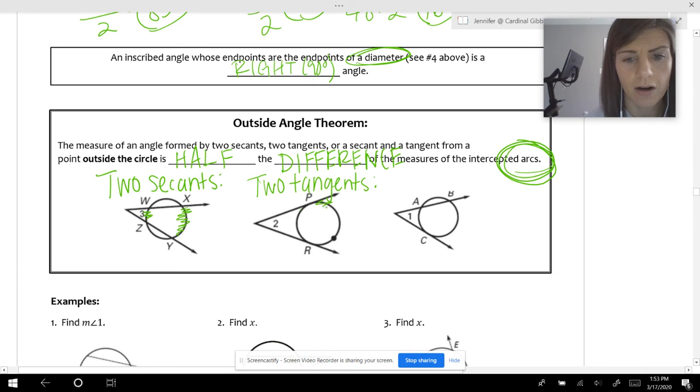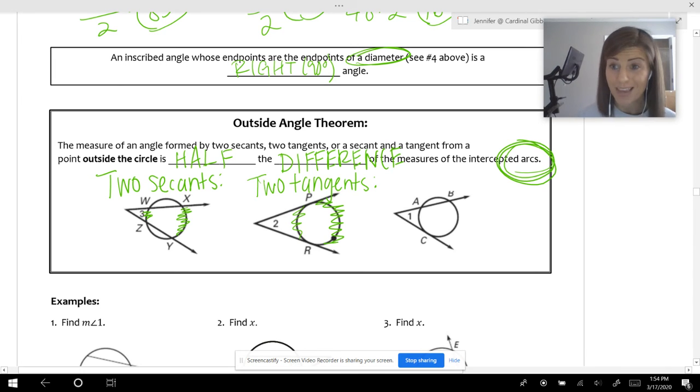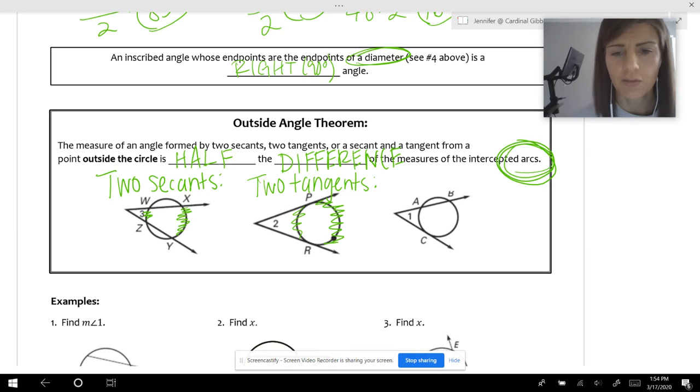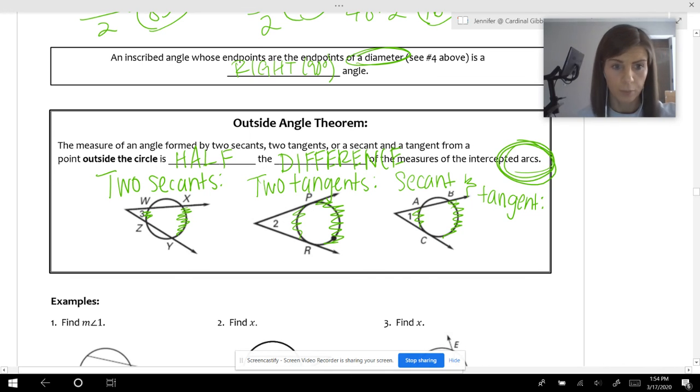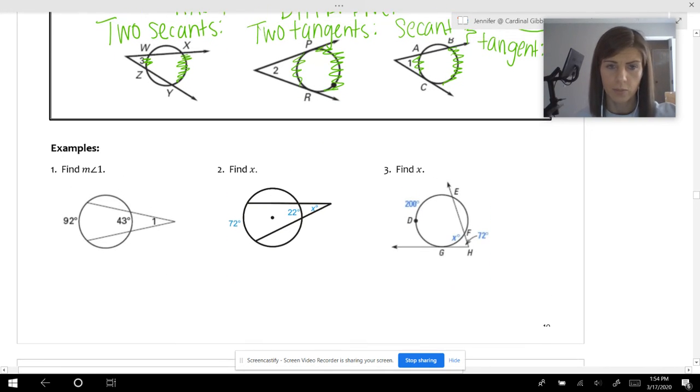And these intercepted arcs would be this one and this one. So they actually end up making up the entire circle, because the tangents are hitting the circle only at one point. The intercepted arcs in that case actually create all 360 degrees of the circle. And then the last picture is formed by a secant and a tangent. And our intercepted arcs here would be this one and this one. Okay, so let's look at a couple of examples of using this property.